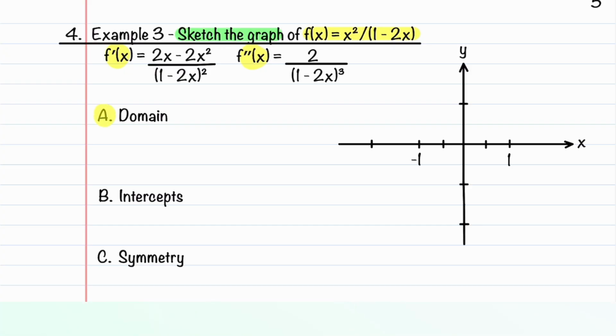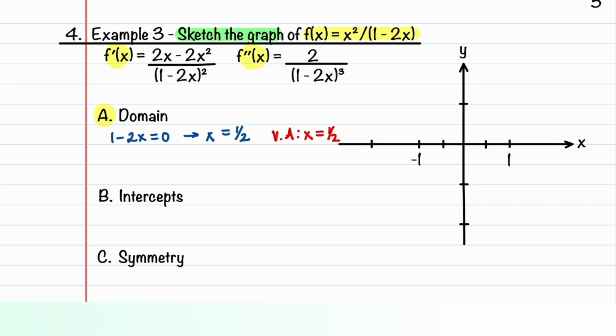We're going to start by looking at the domain. Whenever you look at the domain of a function, you always need to be concerned where the denominator is equal to 0. So let's take the denominator of our function, 1 minus 2x, and we're going to set it equal to 0, and that gives us that x is equal to 1/2. This actually means that we are going to have a vertical asymptote at x is equal to 1/2 because our function is not defined at that point.